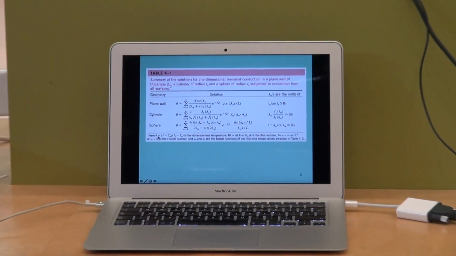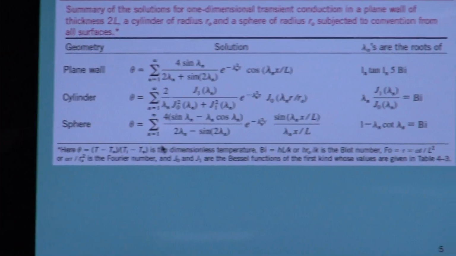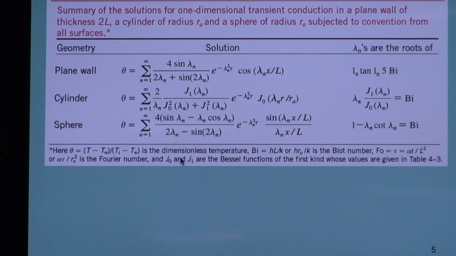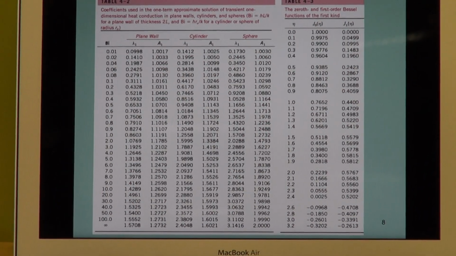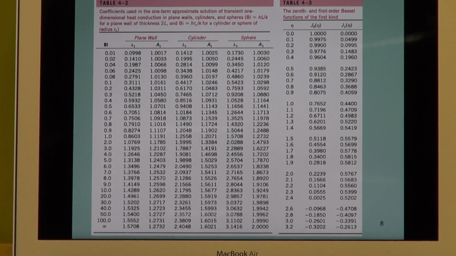So underneath it says the non-dimensionalized temperature. Okay, it has been given on the board. It's the dimensionless temperature. The Biot number is equal to hL divided by k, or h r0 divided by k. The Biot number is given there as that equation, and the Fourier number and the J0 and J1 values, the Bessel functions of the first kind, are given in table 4.3. So if you go and look a little bit further, you'll see that is typically the table that is being referred to.